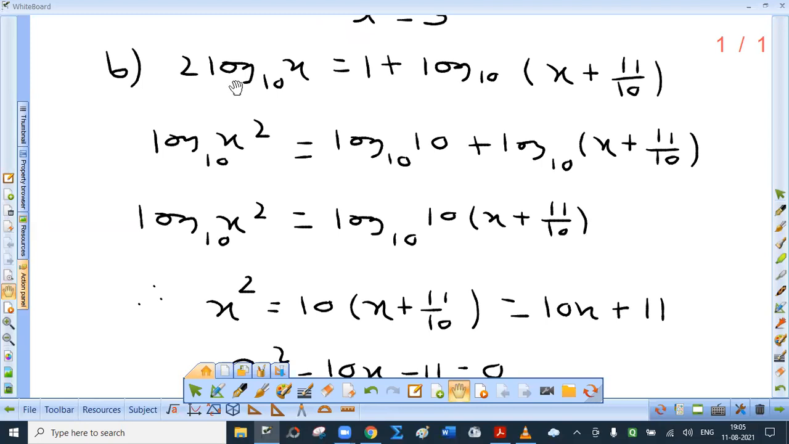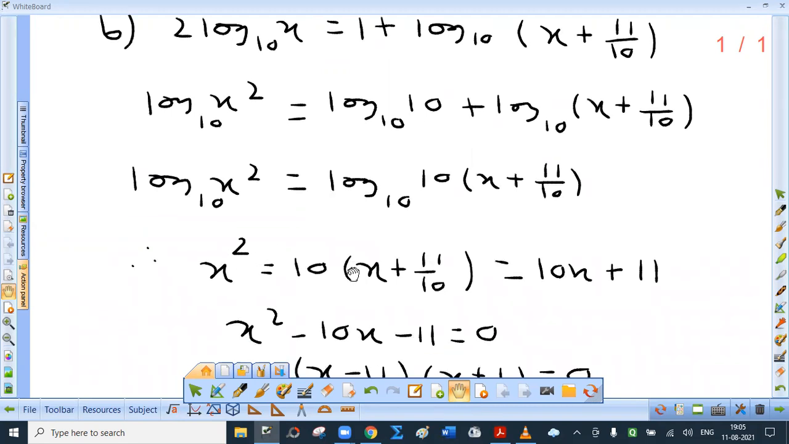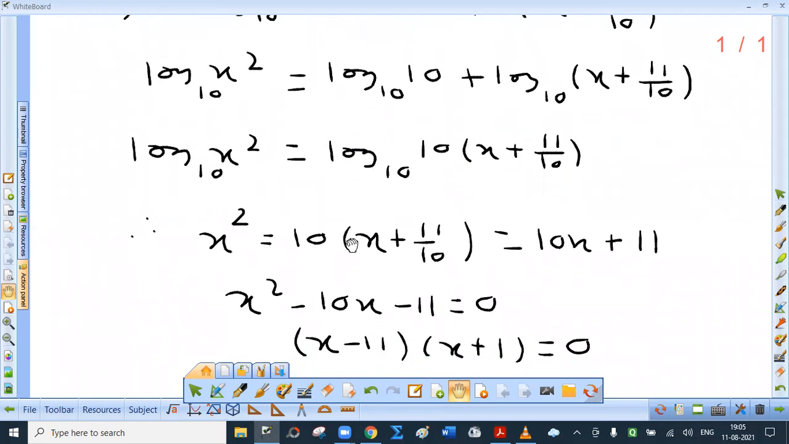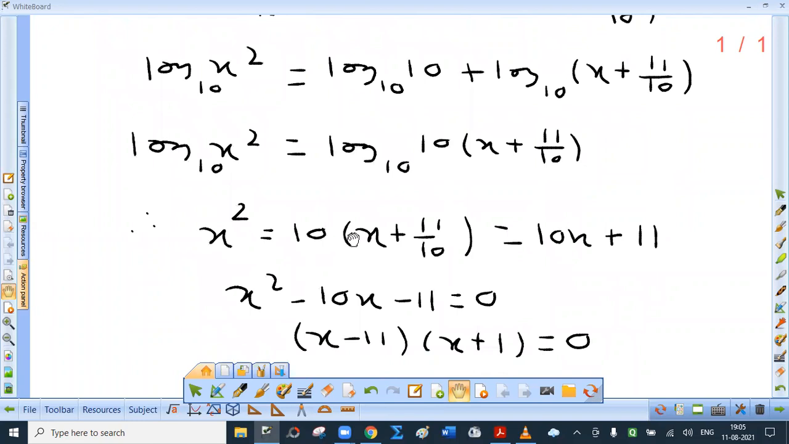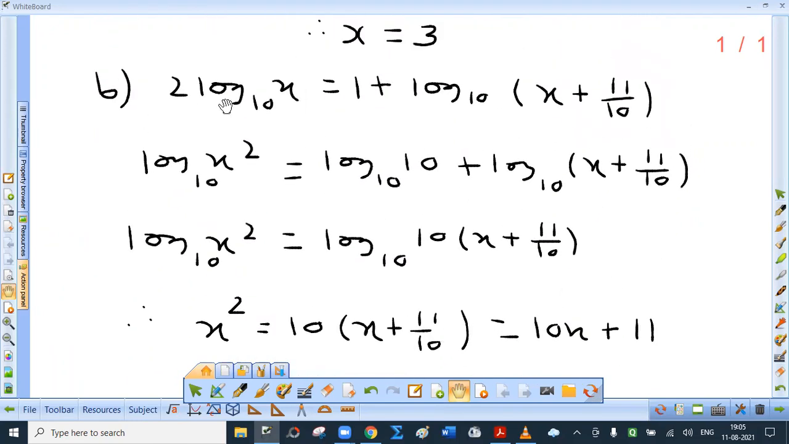Now on LHS, what is 2 log x? Log of x square. So I can say that log A is log B. So A equal to B. Now solve this quadratic equation to get x equal to 11, x equal to minus 1. Let me explain. See, this is given. Therefore, we discard minus 1.